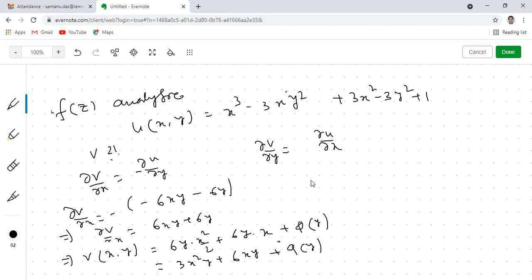Now we need to identify φ(y). So for that, we need to compare del v del y with del u del x. So what is del u del x? The right hand side, del u del x will be, we need to integrate this with respect to x. Then 3x square minus 6xy. Sorry, we are integrating partially with respect to x. So this will be 3y square plus 6x.